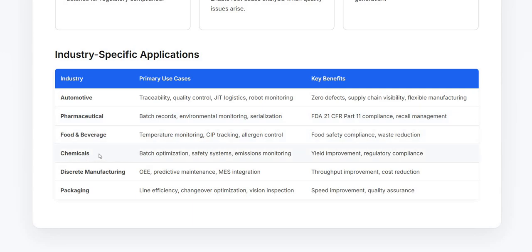And chemical operations watch emissions and batch conditions closely. Discrete manufacturing looks for throughput gains and reduced downtime. And packaging lines target faster changeovers and inspection accuracy. The common thread is the same data foundation applied to different pressures.